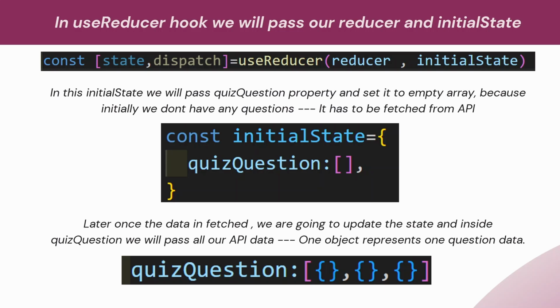First, we are not going to have any data. So that is the reason we will pass an empty array. Later on, as soon as we get the data, we are going to update our state, and accordingly we will be passing our data inside this quiz question property.